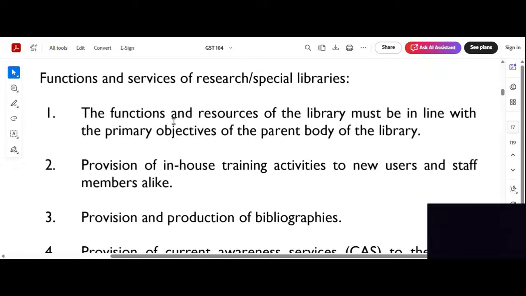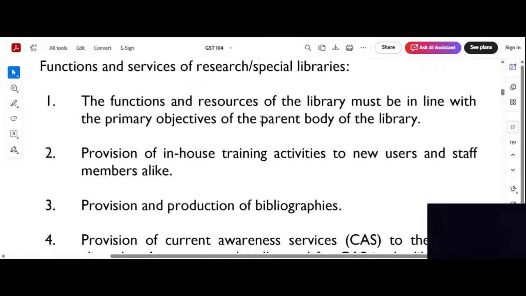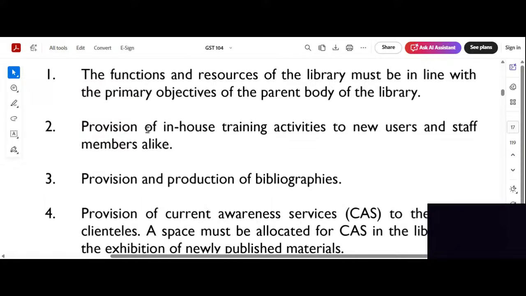So the function that it will serve and the resources it's going to provide will be in line with that objective. This is an agriculture library. Then I should know that as an agriculture library, I will serve people on materials that deal with agriculture. That's what we're trying to say. So we also have provision of in-house training or training activities to new users and staff members alike.